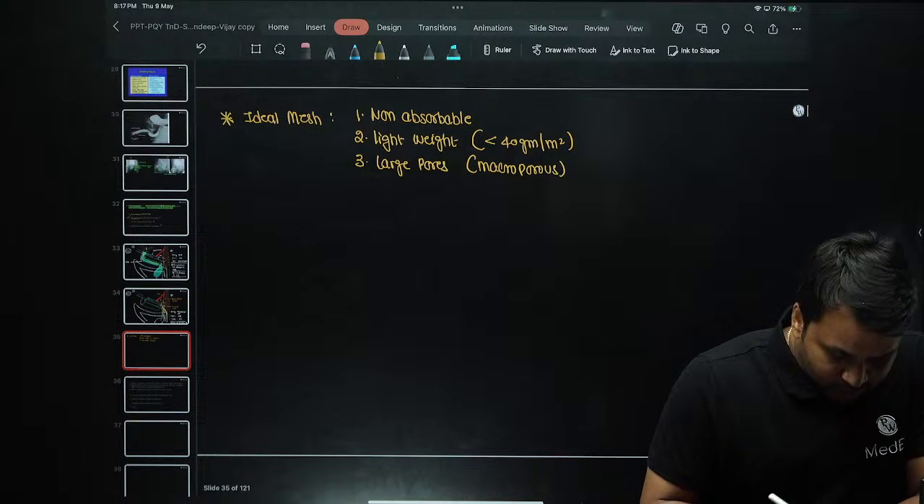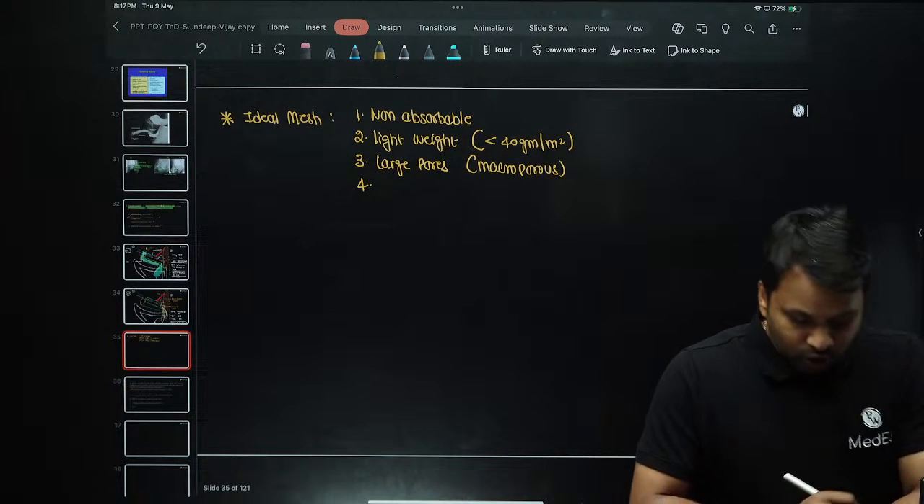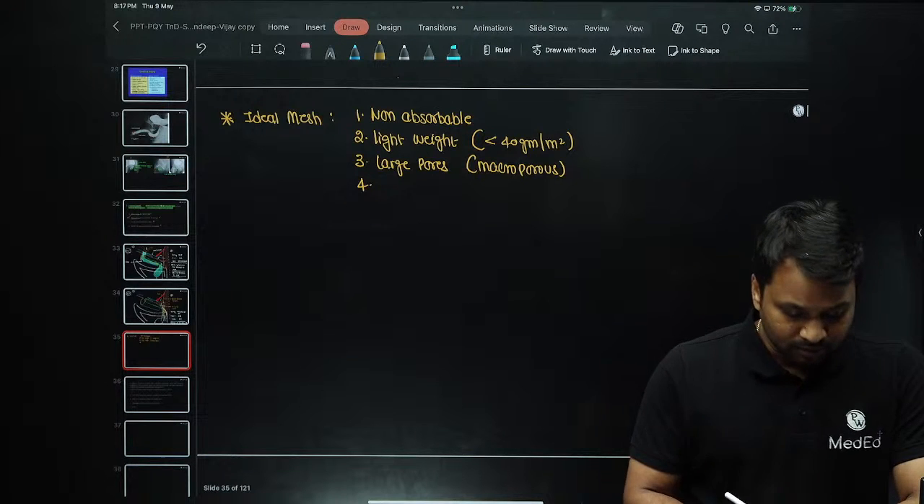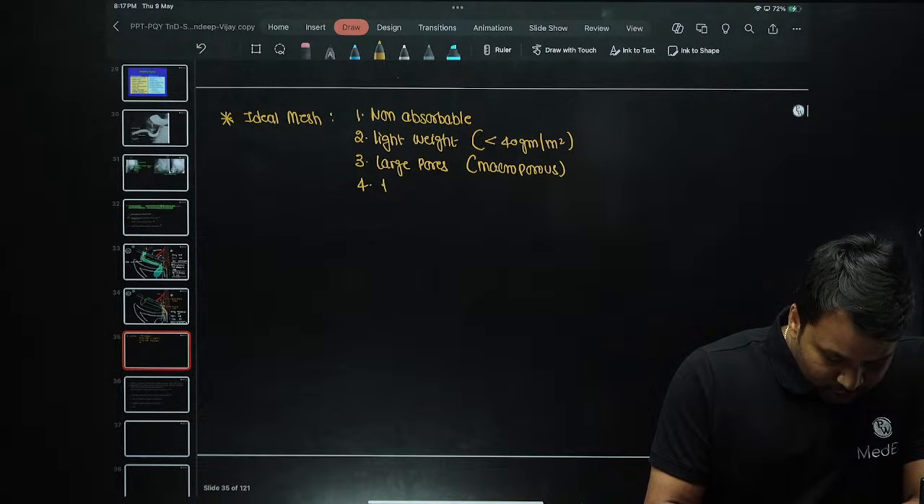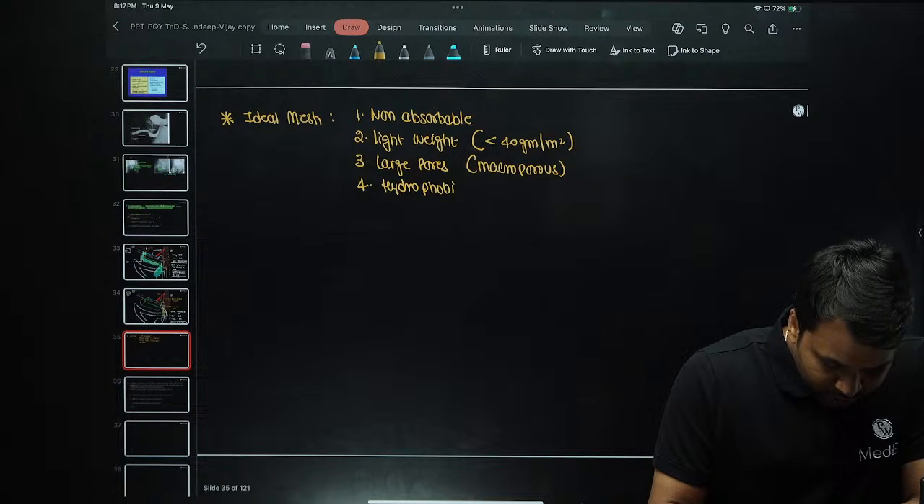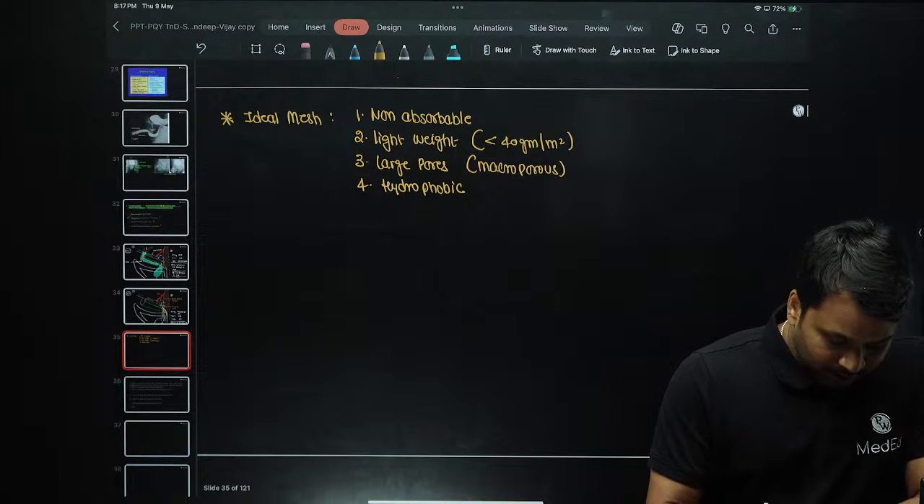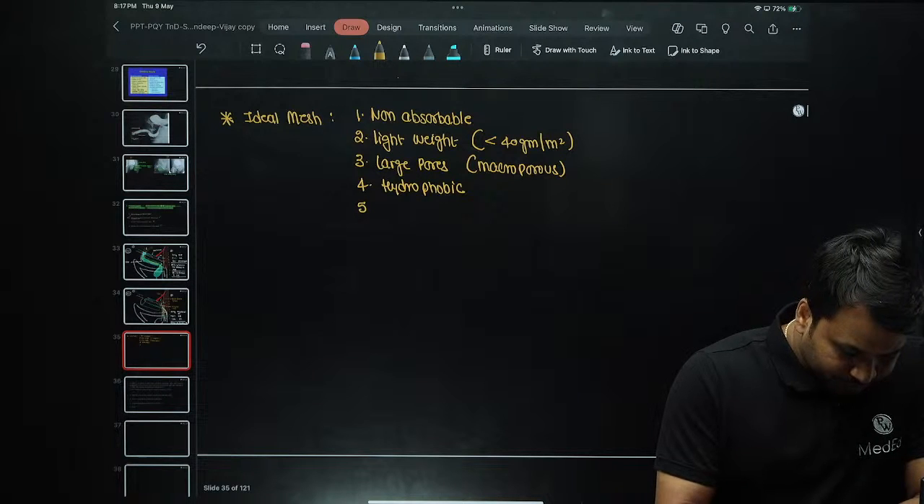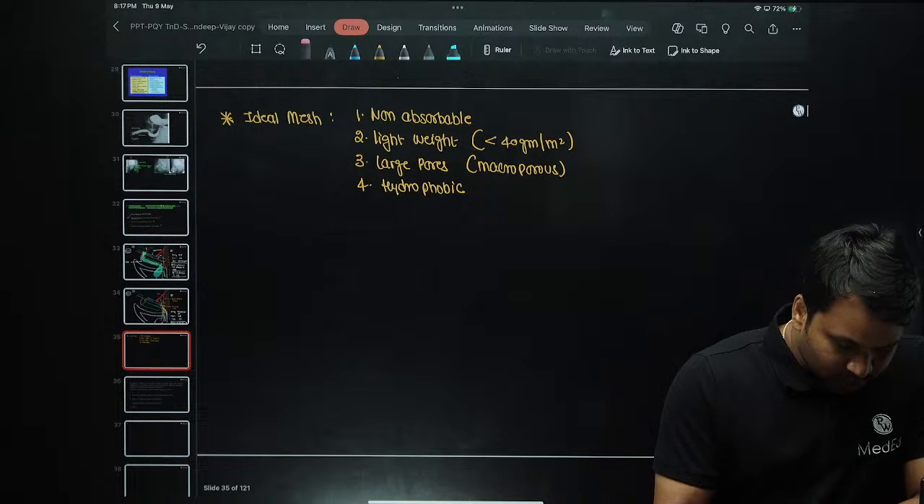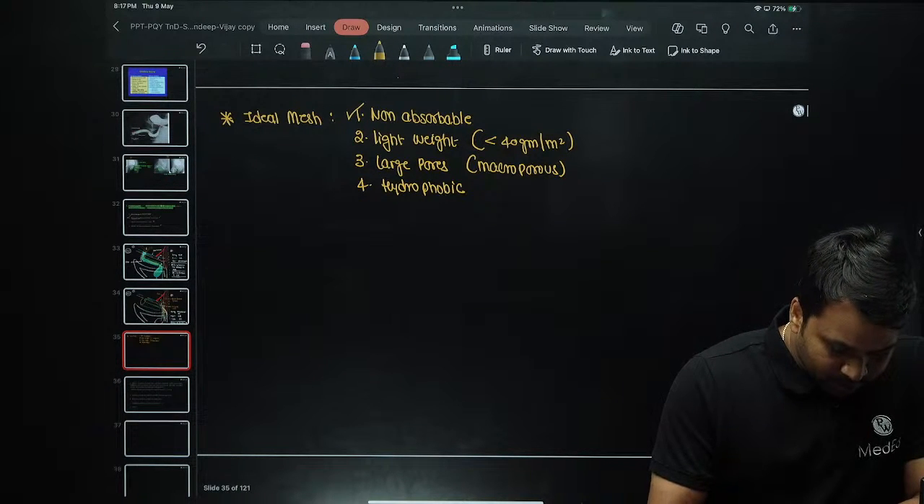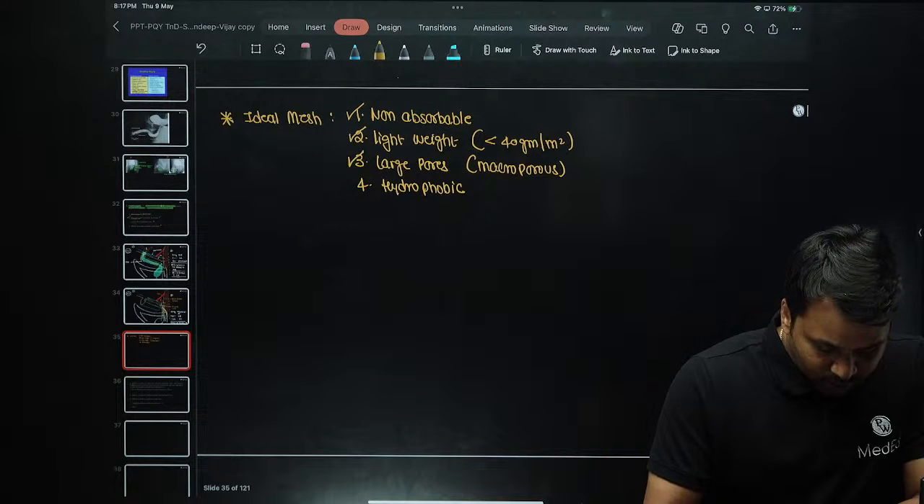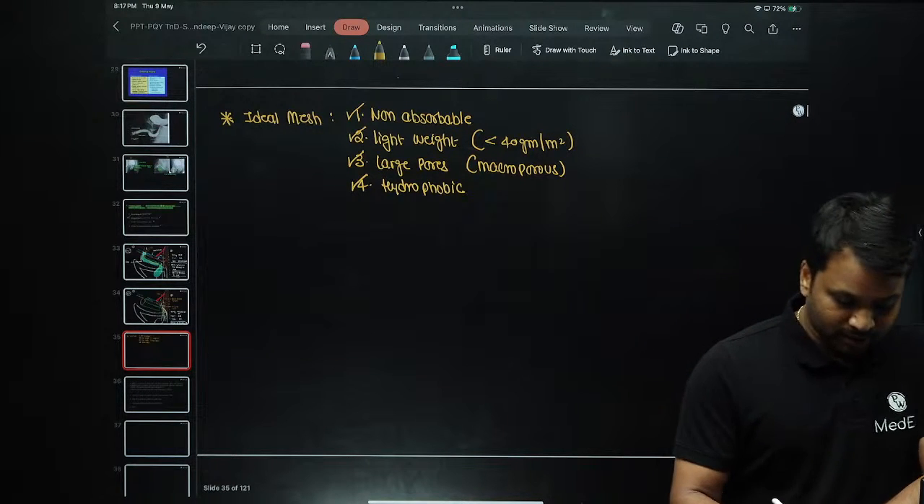It should have large pores, that is macroporous. Non-absorbable, lightweight, large pored. It should be hydrophobic. It should repel water, right? So it should be non-absorbable, lightweight, large-pored and hydrophobic, right?